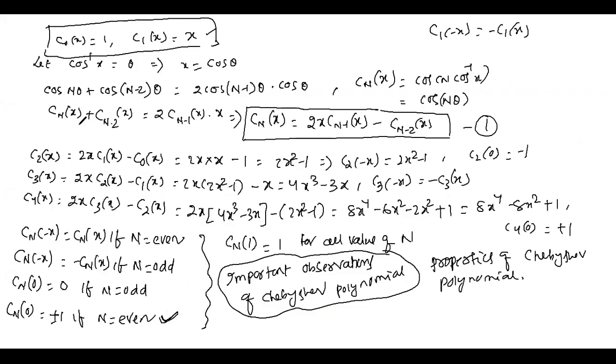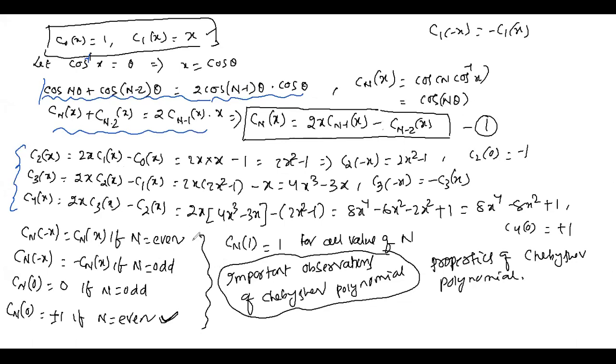And to find the higher order values, I used this equation. First, in cos inverse x, I took n equals theta, that is cos theta equals x. Then I used this equation, cos n theta plus cos (n minus 2) theta equals this. Finally we got this equation: Cn(x) equals 2x Cn minus 1(x) minus Cn minus 2(x). By using this equation, we are able to find all the higher values of the Chebyshev polynomial.